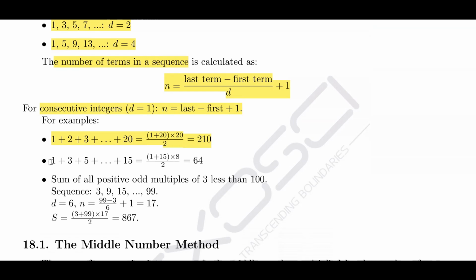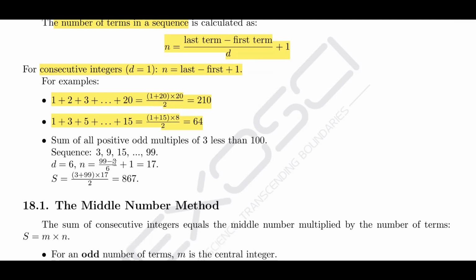Now, let's try the odd numbers from 1 to 15. That sequence is 1, 3, 5, 7, 9, 11, 13, and 15. The difference between terms is 2. The first term is 1, the last term is 15, and there are 8 terms in total. The average of the first and the last is 8, and multiplying by the number of terms, 8, gives 64. So the sum of the odd numbers from 1 to 15 is 64.